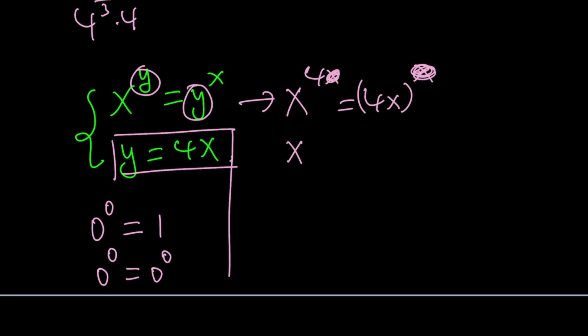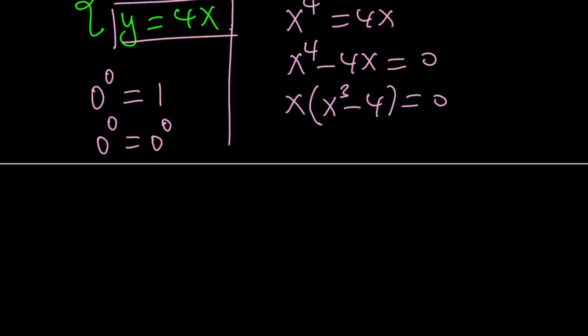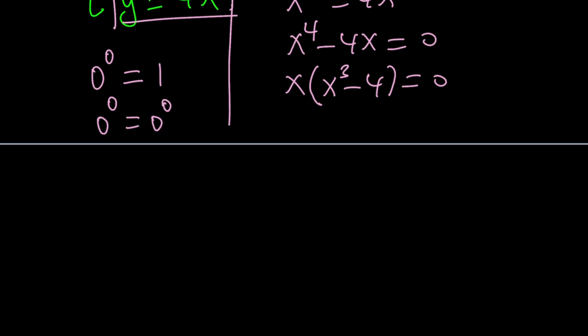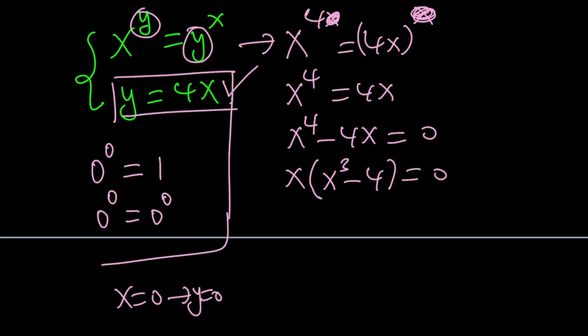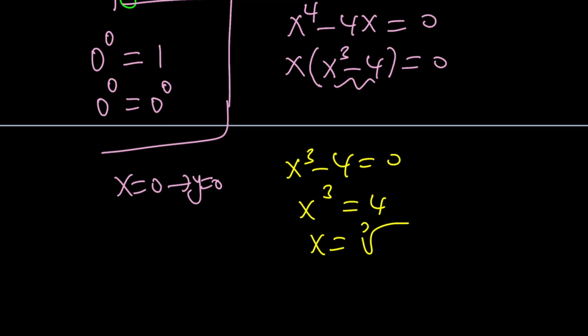And this gives us the following. x to the 4th equals 4x. And now let's not cancel out anything. Put everything on the same side. Take out x. And then you'll get an interesting polynomial in factored form. From here, we get x equals 0 again. Wow, it keeps popping up, so we really have to pay attention, right? Well, if x equals 0, then y equals 0 automatically follows from this given, right? Now, what about the other part? If x cubed minus 4 equals 0, obviously, this gives us a single solution, x equals cube root of 4.